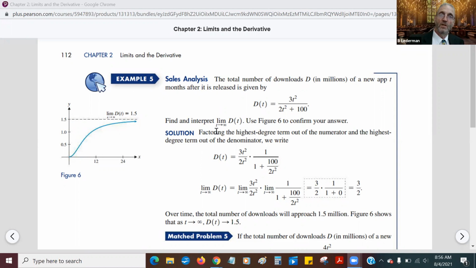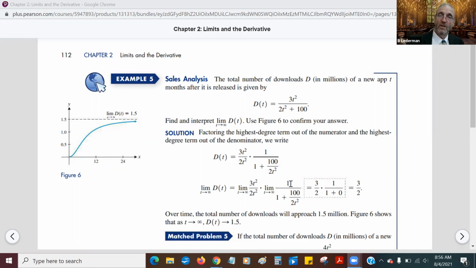So find and interpret the limit as t goes to infinity of D of t. Here's the function: 3t squared over 2t squared plus 100. What we're going to do is factor out 3t squared from the top and 2t squared from the bottom. So this function is going to be 3t squared over 2t squared times 1, because when I pull a 3t squared out, I just get 1, over 1 plus 100 over 2t squared. When t goes to infinity, first of all, the t squared and t squared in this fraction just disappear. That just becomes 3 over 2.